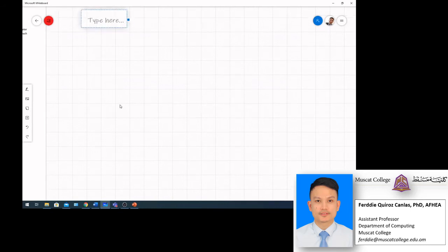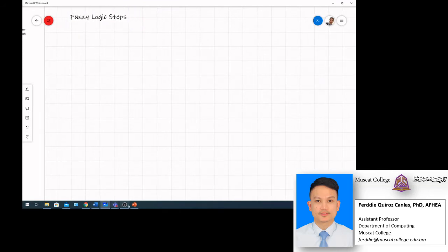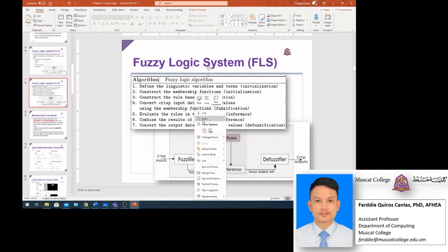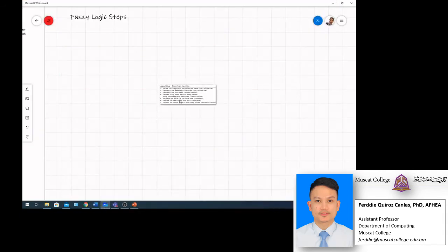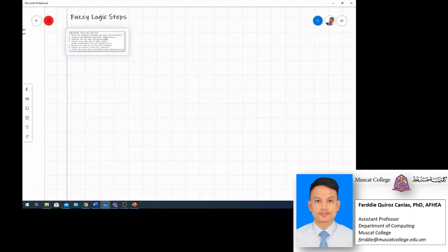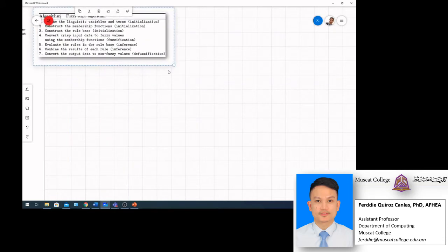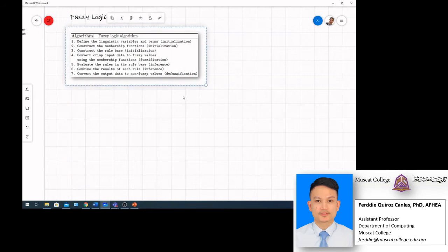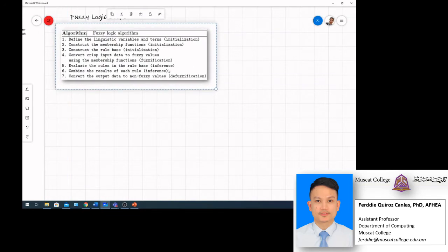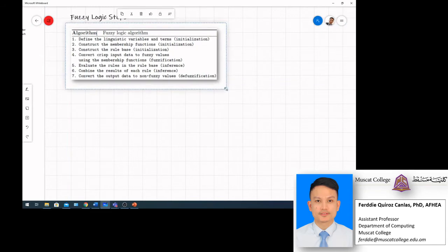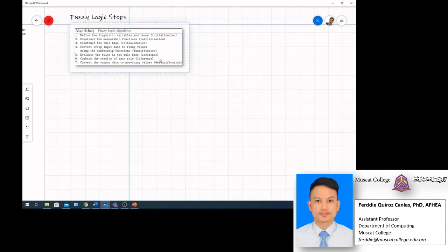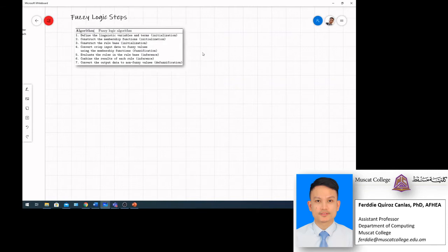So let me write here the fuzzy logic steps. Let me take these steps from our PowerPoint. These are the steps. Let me copy this and paste it here. And we will follow one by one, okay? So in the final examination, you have to follow these steps very carefully. You have to follow all these steps very carefully in the final exam. Okay? So let's begin with the first one.